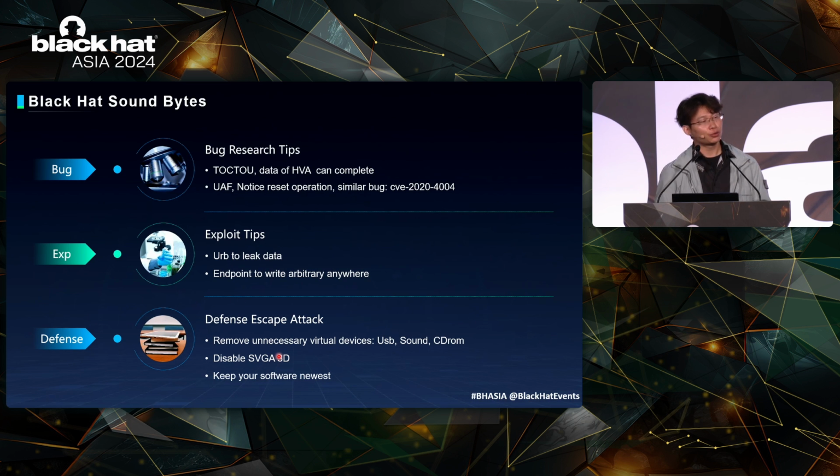And finally, how to defend against virtualization escape. First, remove unnecessary devices such as USB controller, sound cards, CD-ROM, and disable unnecessary features such as SVGA 3D. The component I use for the mob structure may need SVGA 3D. And last, keep your software newest. This way, it's likely to avoid virtualization escape. You may think, oh, I use an old version, so they can't attack me. Actually, the older version has more escape bugs, so don't use an older version. Thank you for listening. Welcome to your questions.